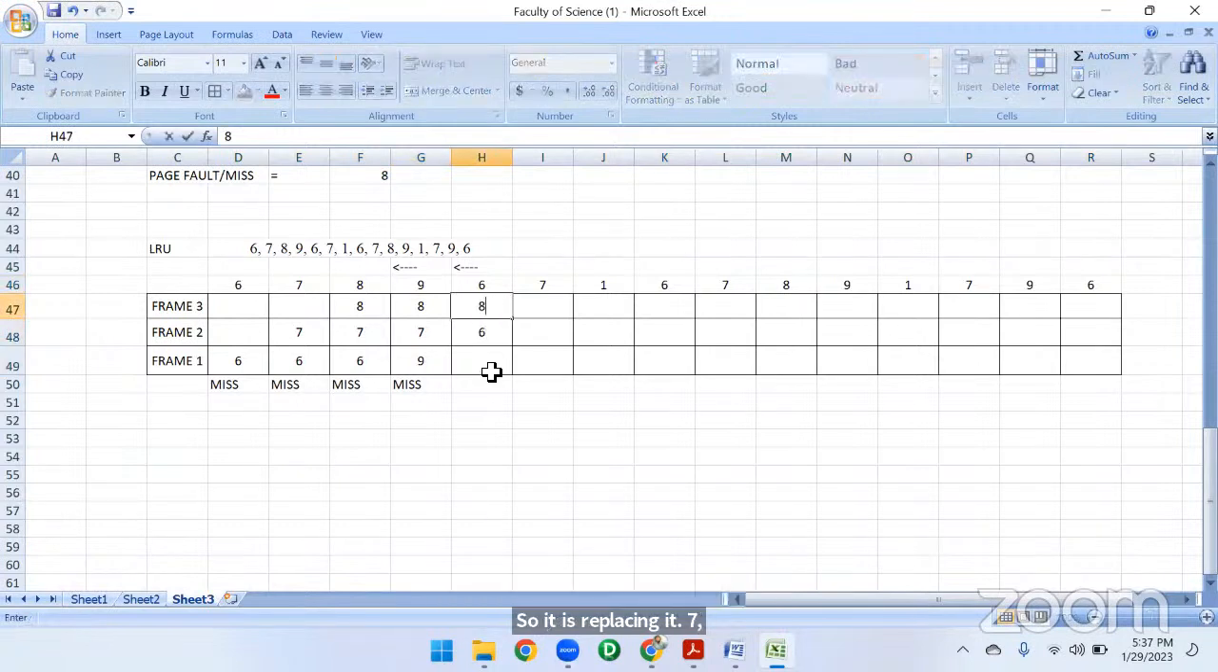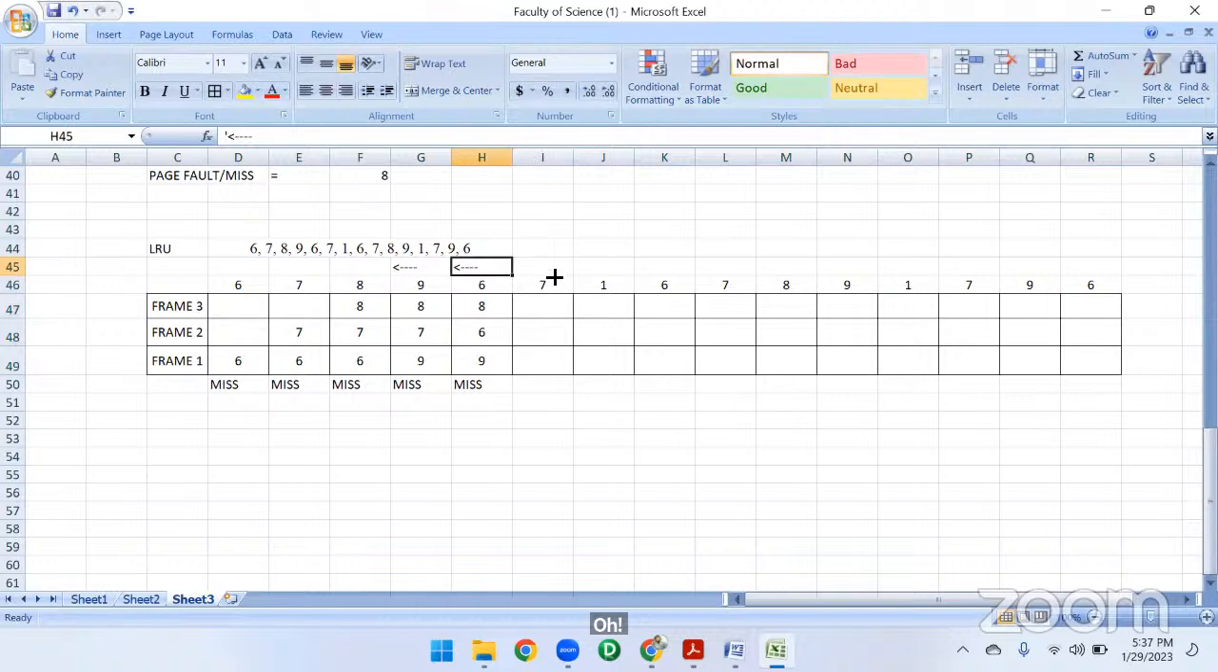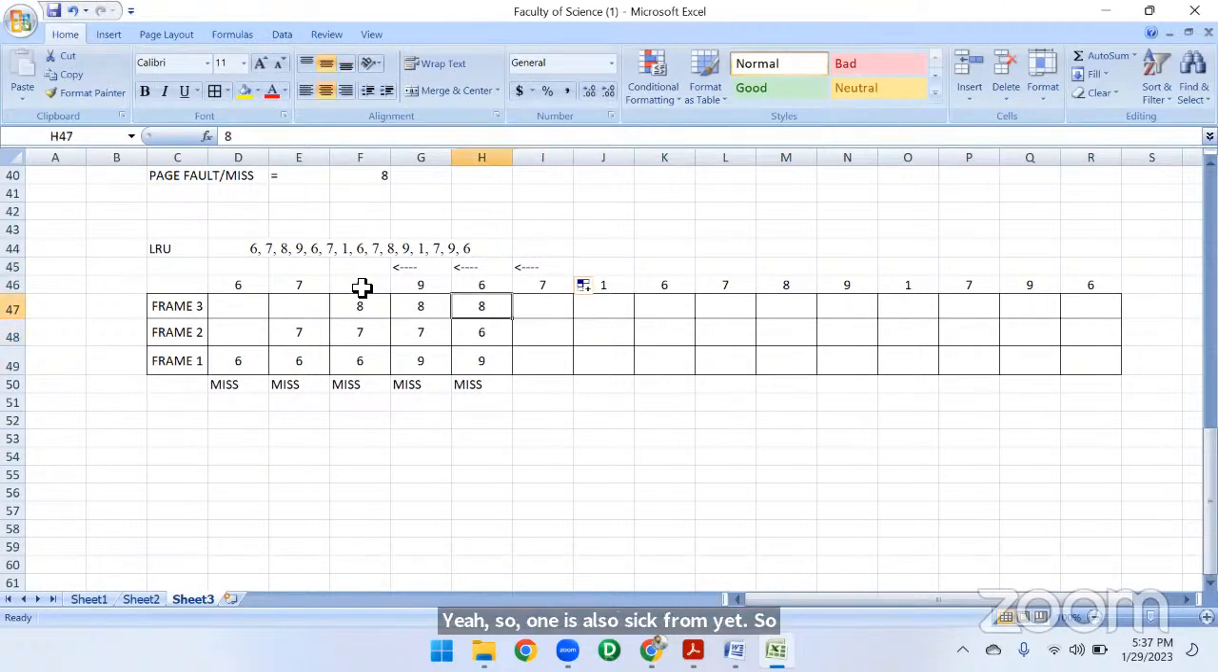Okay, understood? So when 7 comes here, it is also checked with the memory. It is not available. Now 7 is also going to be checked from here. So 8 is from the last 3 periods, 6 is immediate, 9 is immediate. So 8 is going to be replaced with 8. Right. So it is a miss.